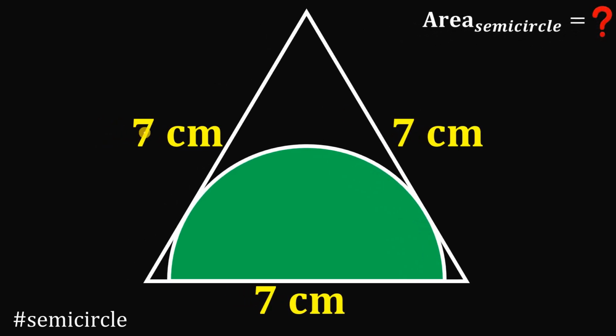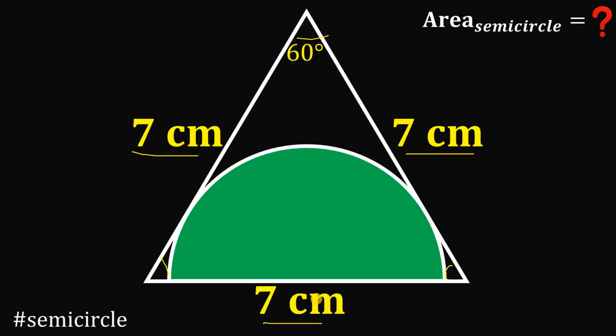So to answer this question, of course, we will use the property of this equilateral triangle with a side length of 7 centimeters. Since it is an equilateral triangle, it follows that it is also an equiangular triangle, meaning all of these angles must be the same. And since the total angle inside the triangle must be equal to 180 degrees, one of its angles must be equal to 60 degrees because 180 divided by 3 will give us 60 degrees.